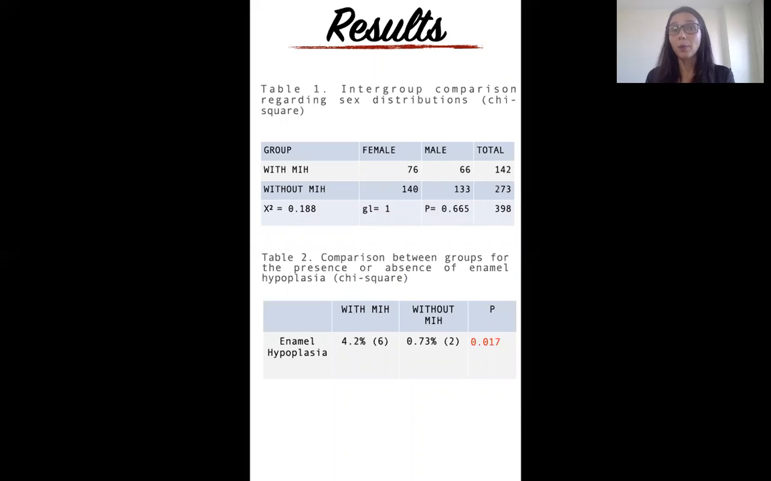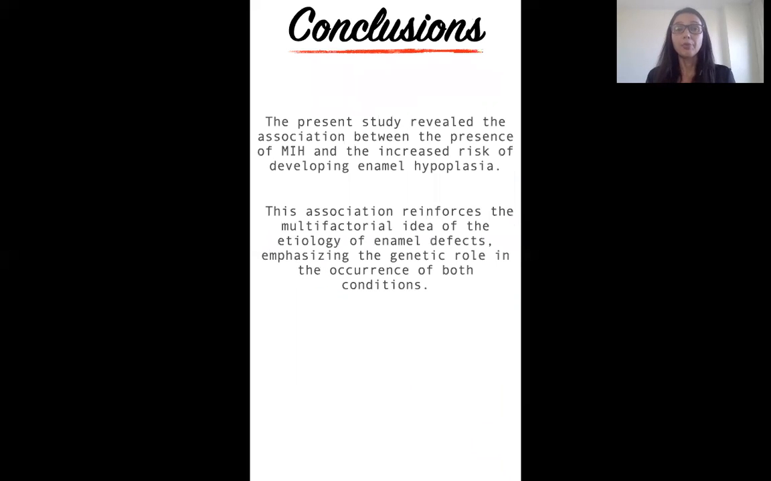Groups were compatible regarding sex, and table 2 shows the difference between the groups for the presence of enamel hypoplasia. As we can see, there was an association between those enamel defects. The present study revealed the association between the presence of MIH and increased risk of developing enamel hypoplasia. This association reinforced the multifactorial idea of the etiology of enamel defects, emphasizing the genetic role in the occurrence of both conditions.